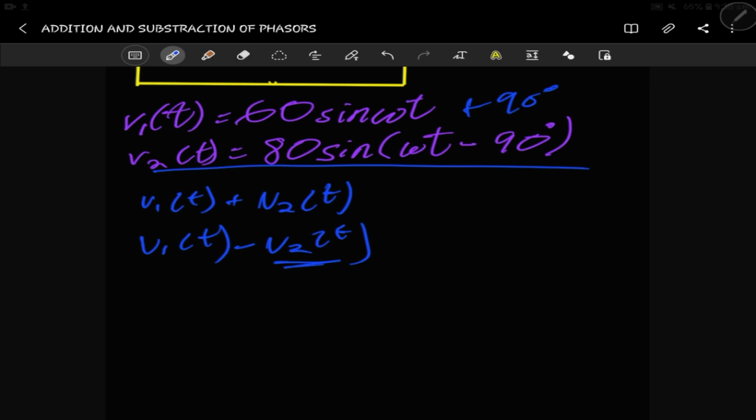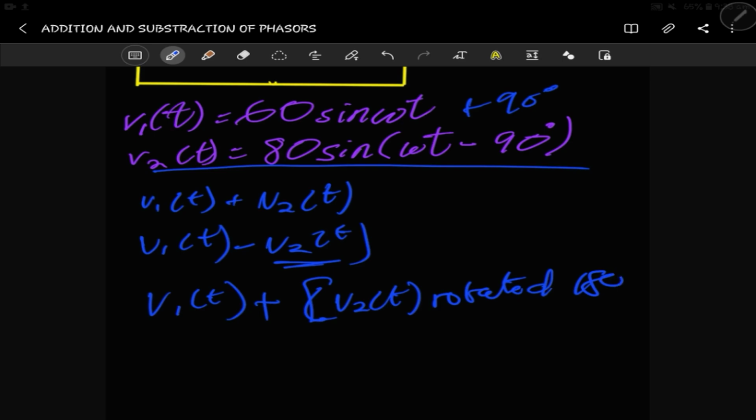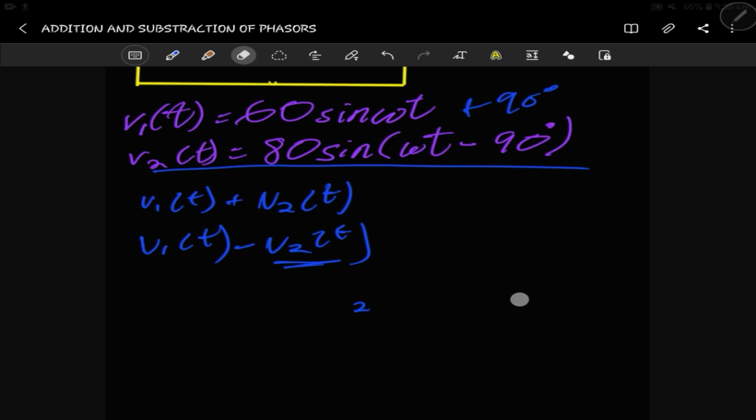So when you're trying to subtract, you basically just do this. It's just v1, and then you add v2, let me put a bracket here, rotated by 180 degrees. So that's v2 rotated 180 degrees. That's what it's saying. We are going to look at this example and solve it real quick, and then we move on.